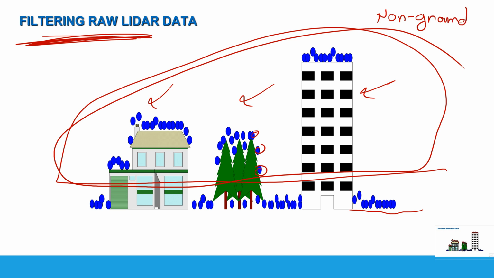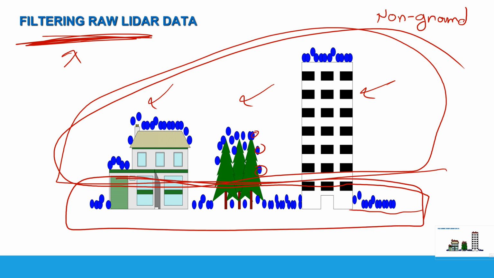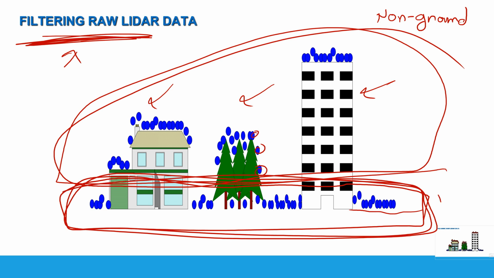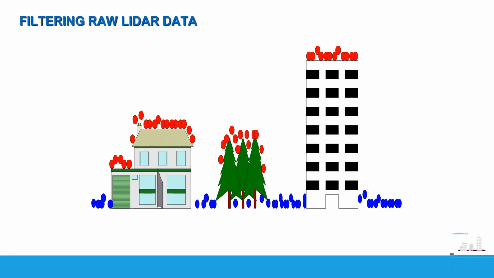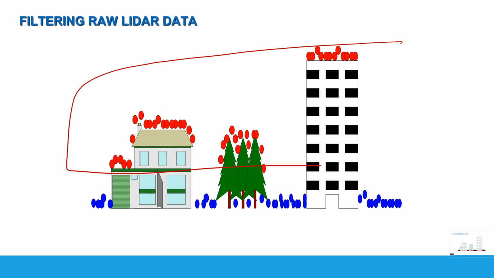And these should be identified as non-ground points and removed from the raw LIDAR dataset, so that in the end we will have just these points that are reflected by the ground surface, and these represent the terrain surface. From these points, we can generate the digital terrain model. Okay, so these points in red here, again, these are non-ground points.